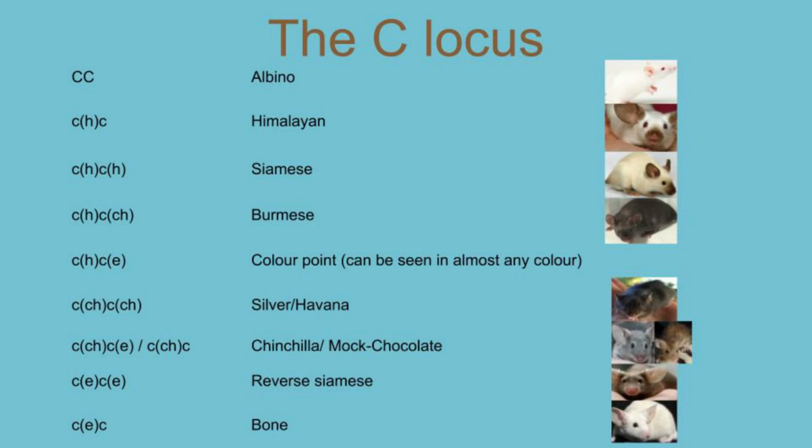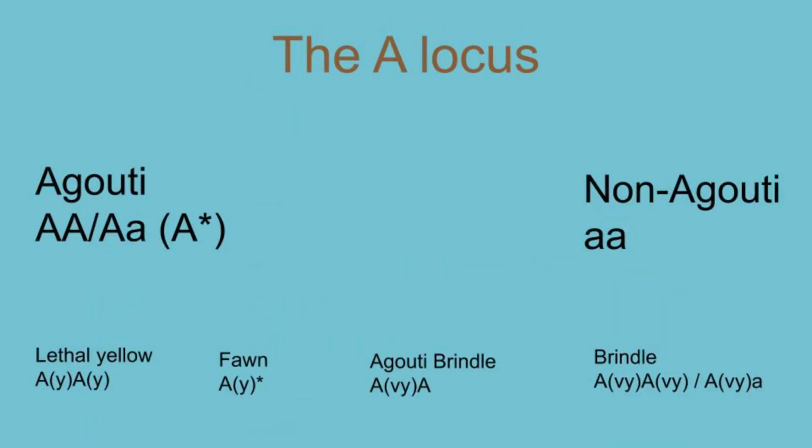If you have C bracket CH, C bracket E, or C bracket CH, C, then that would be known as either a mock chocolate for our non-agouti line or chinchilla for our agouti line. The final option would be C bracket E, C, and that's going to be known as either a bone or an agouti bone, depending on that lineage. I do plan to do another video where we'll consider the different A bases, and I can answer any questions that this raises for anyone.